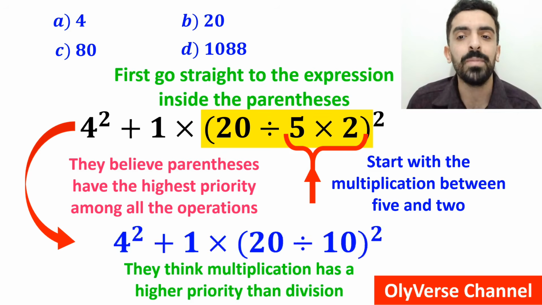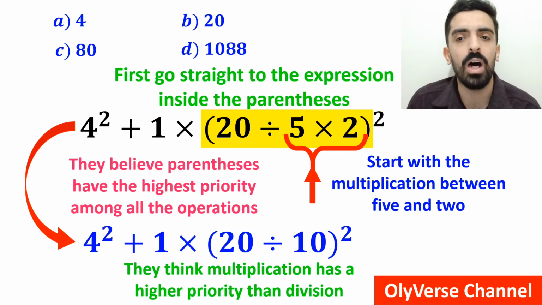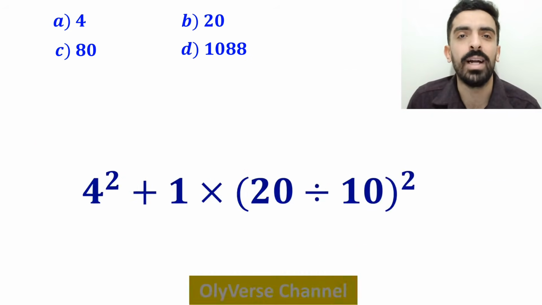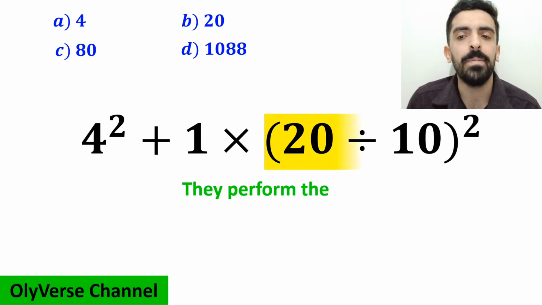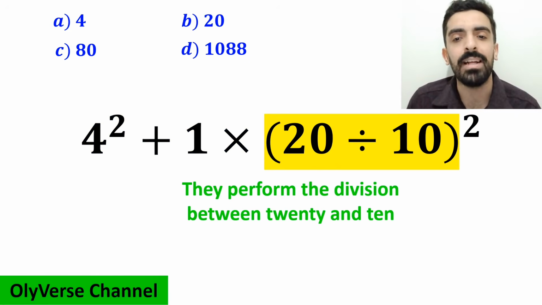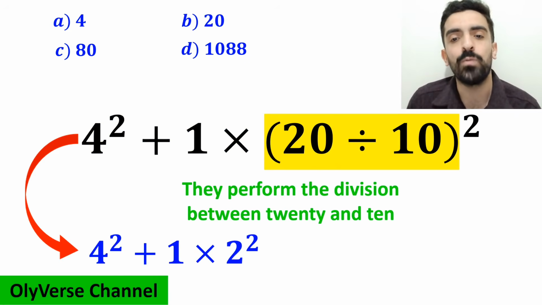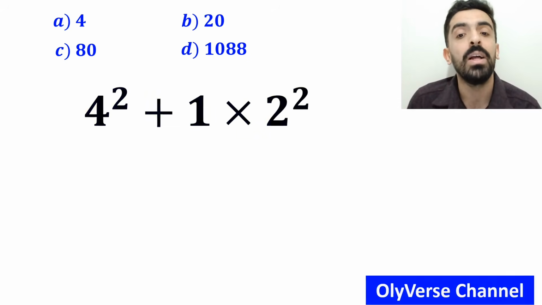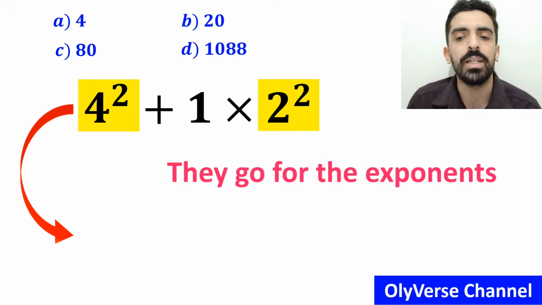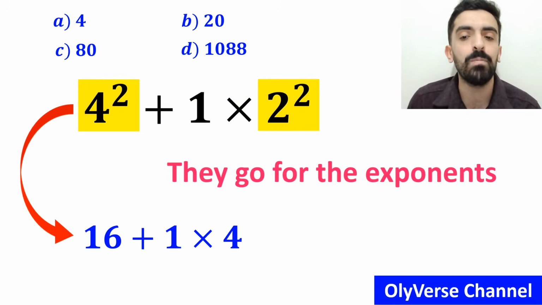So they rewrite this expression as 4 squared plus 1 multiplied by 20 divided by 10 inside the parentheses and all the square. In the next step, they perform the division between 20 and 10 and write this expression as 4 squared plus 1 multiplied by 2 squared. Then they go for the exponents and write this expression as 16 plus 1 multiplied by 4.